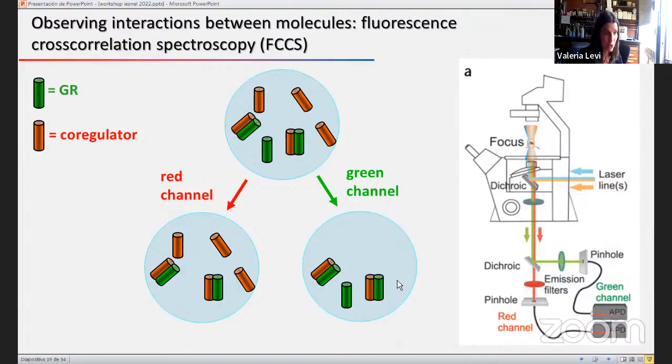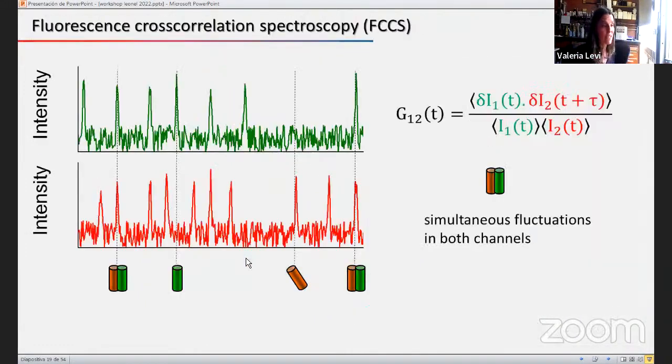So in the green channel, what you detect is either the heterodimers, because they have the green label, or green monomers. And in the red channel, you will collect the heterodimers and also the red monomers. The nice thing about this type of experiment is that every time heterodimers move in and out of the confocal volume, it will produce simultaneous fluctuations in both intensity traces. See, here you have simultaneous intensity in the green and red detectors. Here, the green monomer only produces fluctuation in the green and the red in the red.